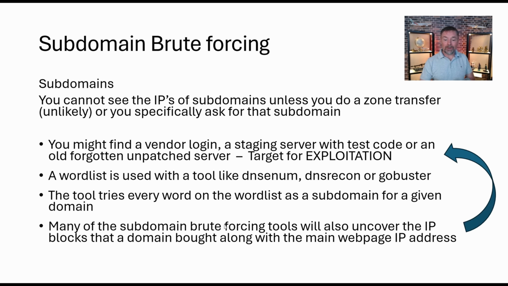Many of the subdomain brute forcing tools will also uncover the IP blocks. Yes, they may also say, by the way, google.com, its website is at this IP address, but it bought a block of 256 IP addresses. Why don't you try those ones as well, right? Because often we don't buy one IP address at a time, we'll buy multiple, and we'll put our subdomains and our staging servers on those other IP addresses. So there's another way to possibly find a way into a network using the blocks of IP addresses that somebody has purchased and trying those IP addresses.